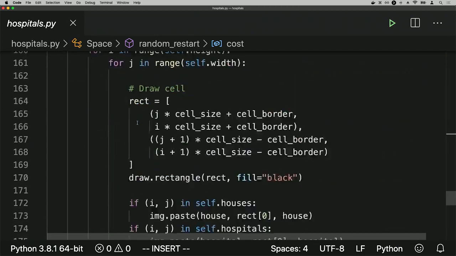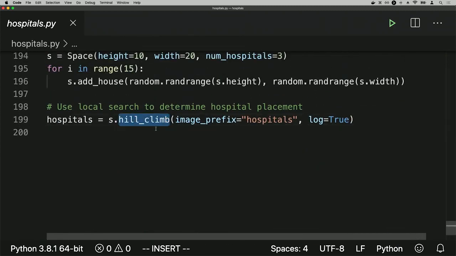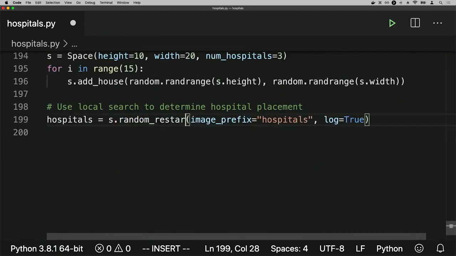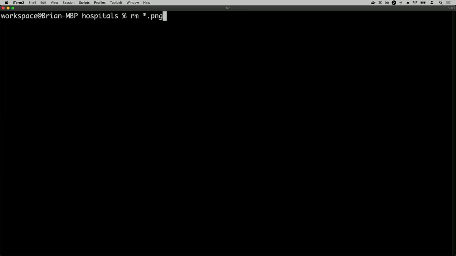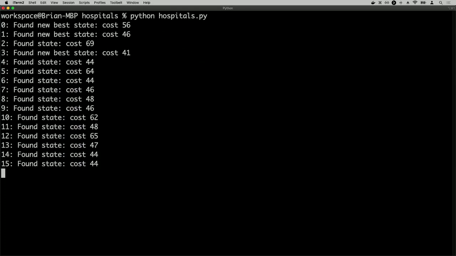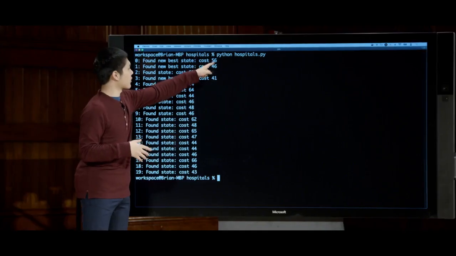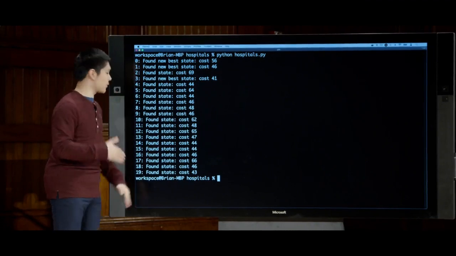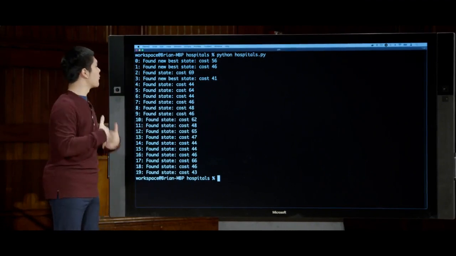So I can try this exact same idea, where instead of running hill climbing, I'll go ahead and run random restart, and I'll randomly restart maybe 20 times, for example. And we'll go ahead and now I'll remove all the images and then rerun the program. And now we started by finding an original state. When we initially ran hill climbing, the best cost we were able to find was 56. Each of these iterations is a different iteration of the hill climbing algorithm.